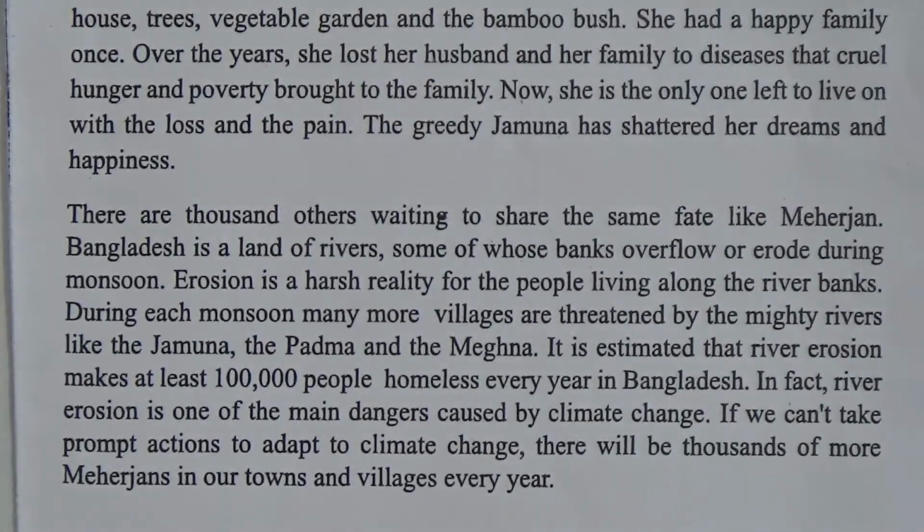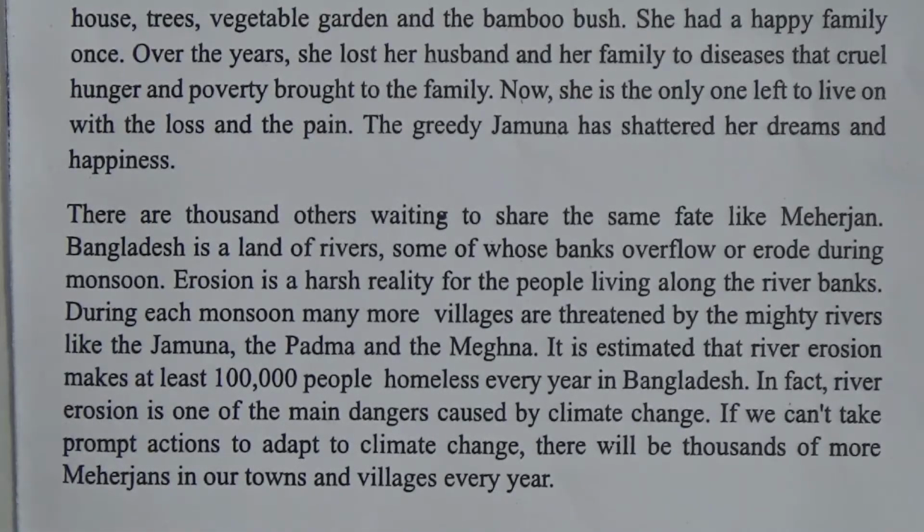So there are many people like Meherjan in our country, and because of river erosion, they lost everything. During each monsoon, many more villages become threatened by the strong, mighty, powerful rivers like Jamuna, Padma and the Meghna. There is an estimation that almost 1 lakh people become homeless every year because of river erosion.